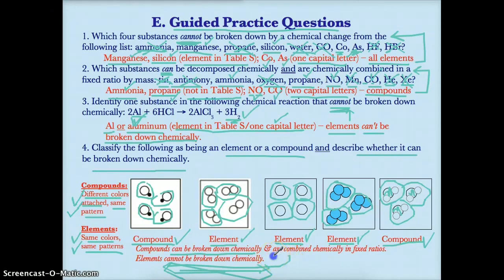And let's just remember, again, compounds, in addition to being able to be broken down chemically, are combined in fixed ratios by mass. So just remember, compounds can be broken down chemically because they're made up of atoms of different elements, and they're combined chemically in fixed ratios by mass. Elements, on the other hand, cannot be broken down chemically because they're made up of the simplest types of particles you can find in the universe, known as atoms.